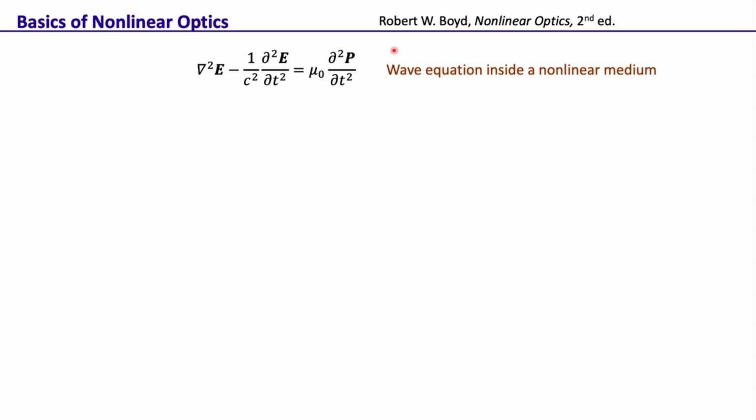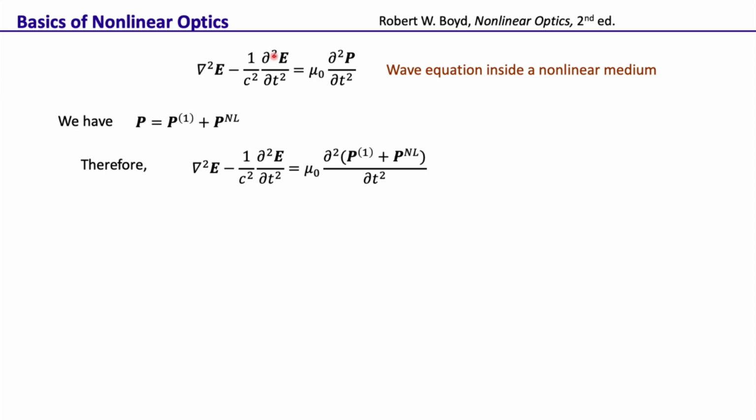We just want to write it in a slightly different manner as well. So let's see how we can do that. We can write this polarization, that's the total polarization inside the nonlinear medium, as the linear part and the nonlinear part. This nonlinear part will have the second order, third order, and all the higher order terms. So we can just simply write it as the linear part and the nonlinear part.